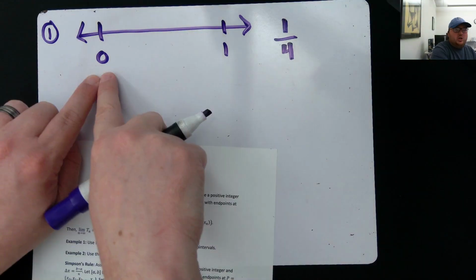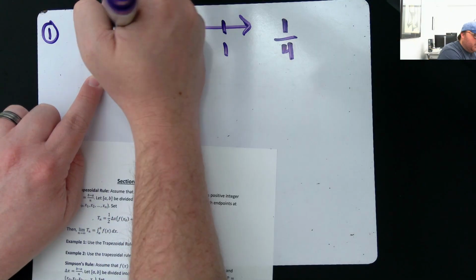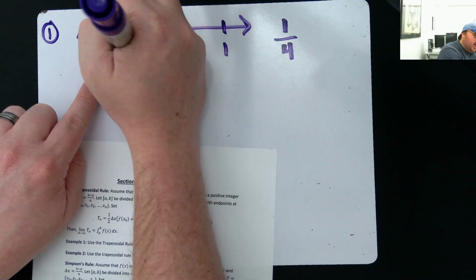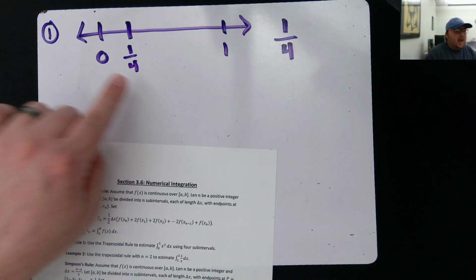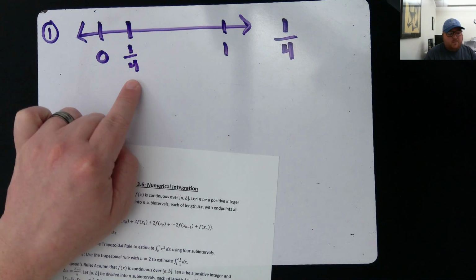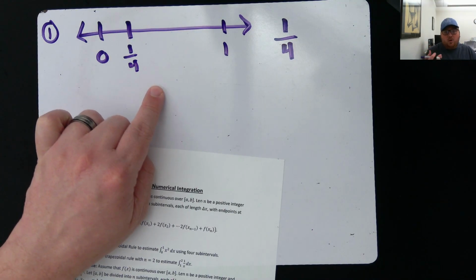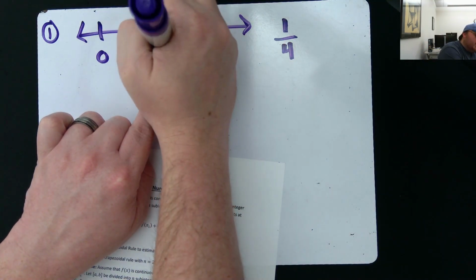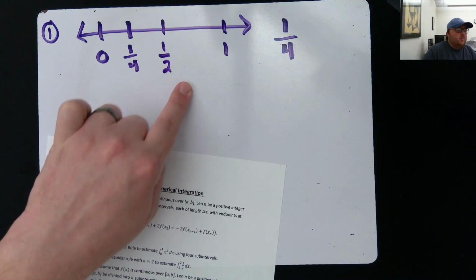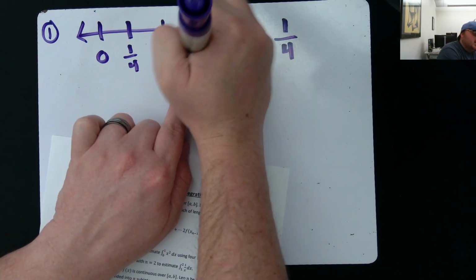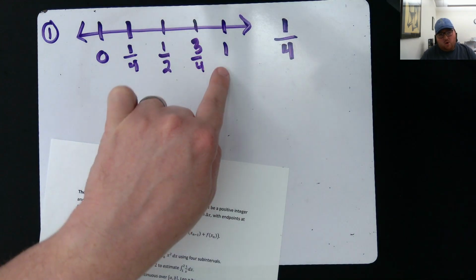So from 0 to my next point, I would have to add 1/4, which would put it at 1/4. Add another 1/4. 1/4 plus 1/4 is 2/4. 2/4 is 1/2. Add another 1/4 would give you 3/4. Add another 1/4 gives you the 1.